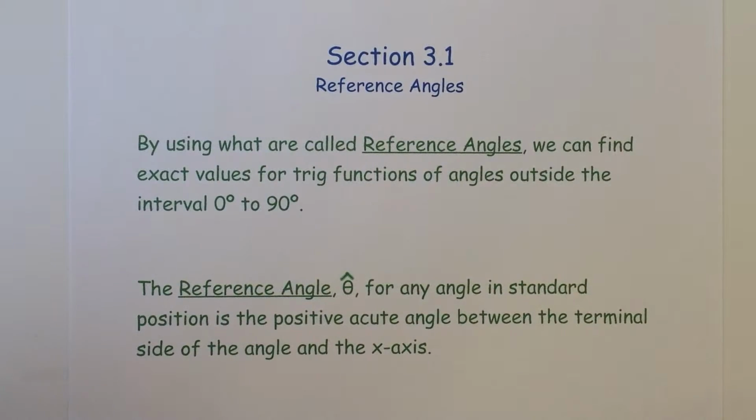All right, the second statement there is just the definition of reference angle. This will be the notation that is used to stand for reference angle. So it's just your theta, like with a little house top on it. But to be able to find a reference angle for any angle in standard position, it's going to be the positive acute angle that's between the terminal side of the angle and the x-axis. So we'll look at drawing or determining some reference angles in just a minute.